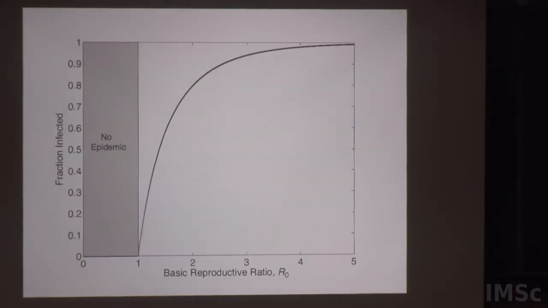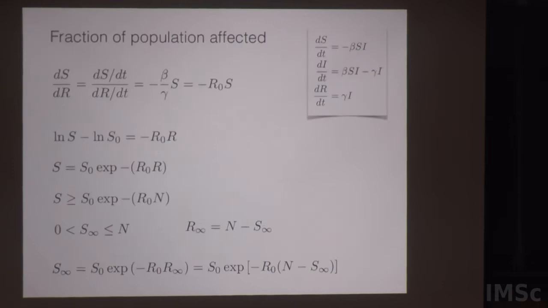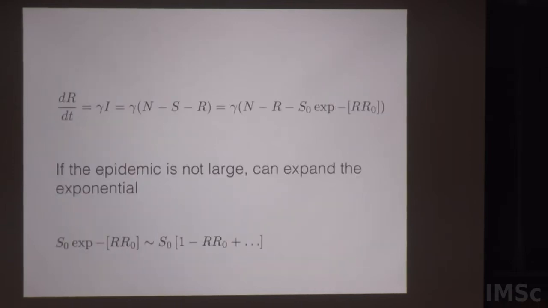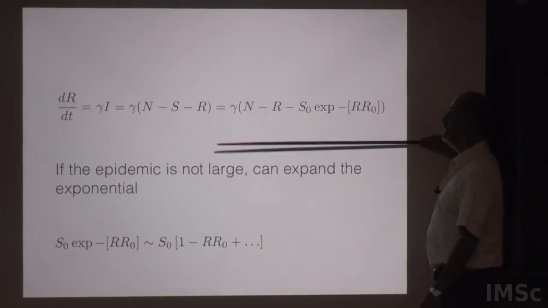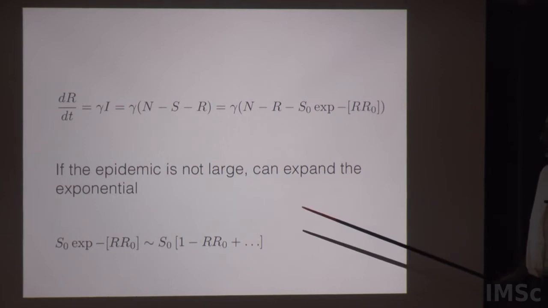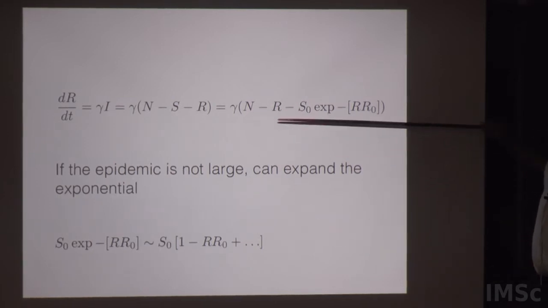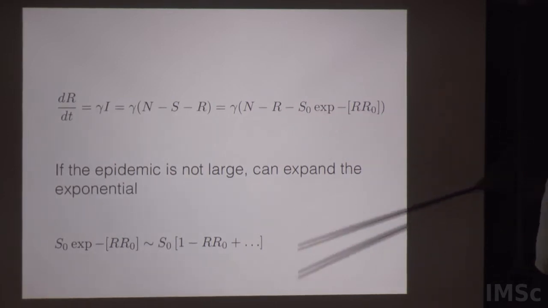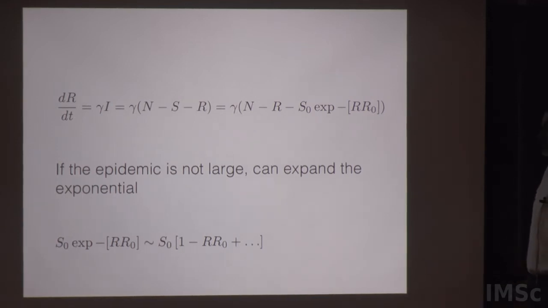Okay. Let's now do a little more mathematical tricks with this. dR/dt is gamma times I, which is gamma times (N minus S minus R), as we wrote down earlier, which is gamma times (N minus R minus S0 exponential of minus R by R0), just putting those terms inside. Now, whenever I have an exponential here, I feel obliged to maybe expand that if I can.